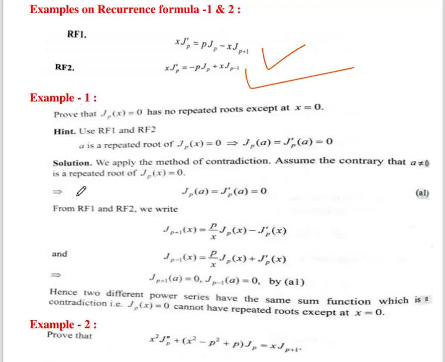So what is the solution? To prove this result of example number 1, we will apply the contradiction method. Assume that A not equal to 0 is a repeated root of Jp of x equals 0. Therefore, Jp of A equals J'p of A equals 0. Let us reconsider equation number A1. Now we will use recurrence formula number 1 and recurrence formula number 2. So this is the recurrence formula number 1 and this is the recurrence formula number 2.